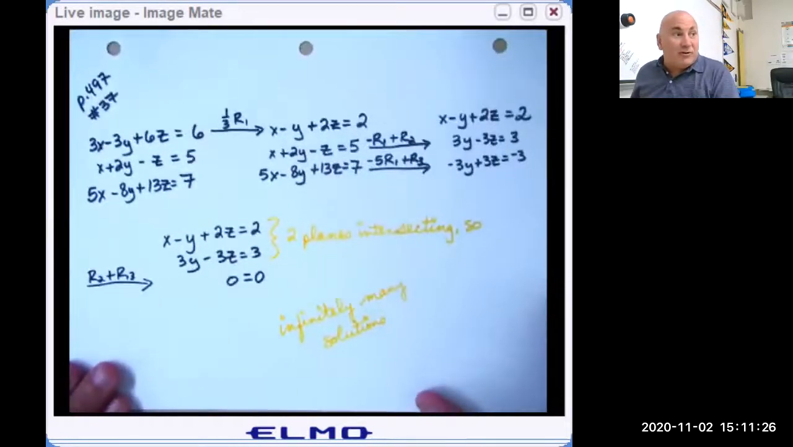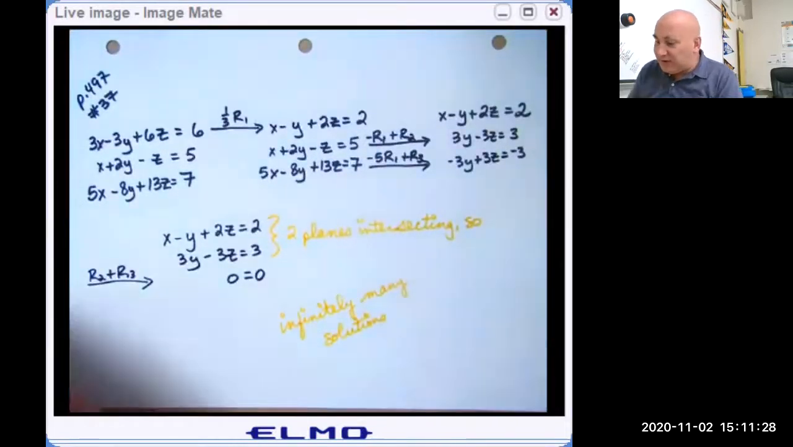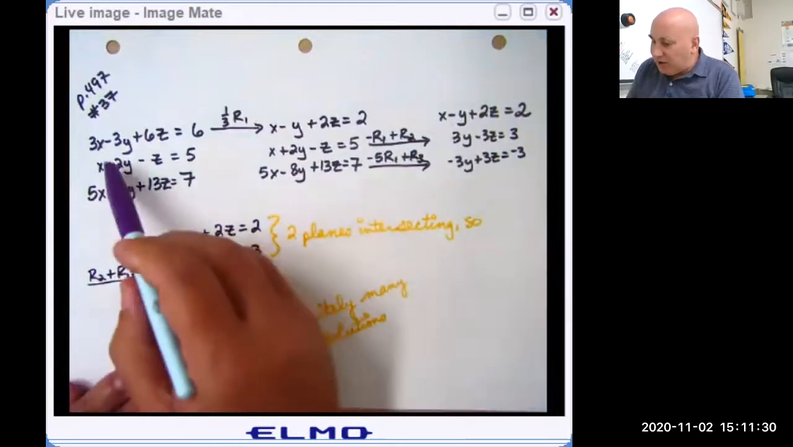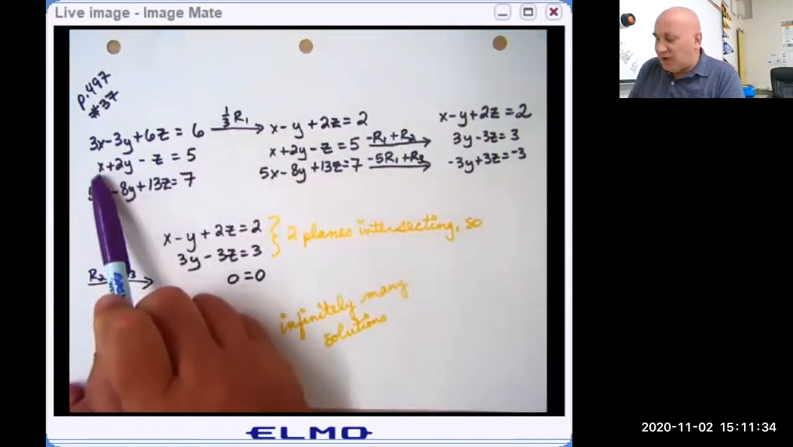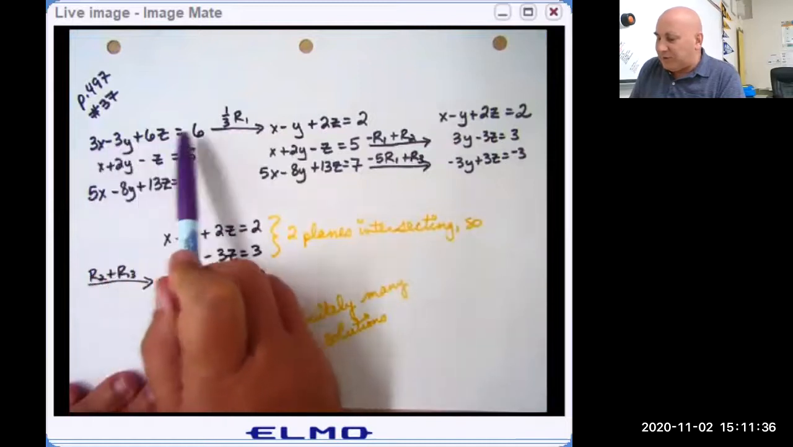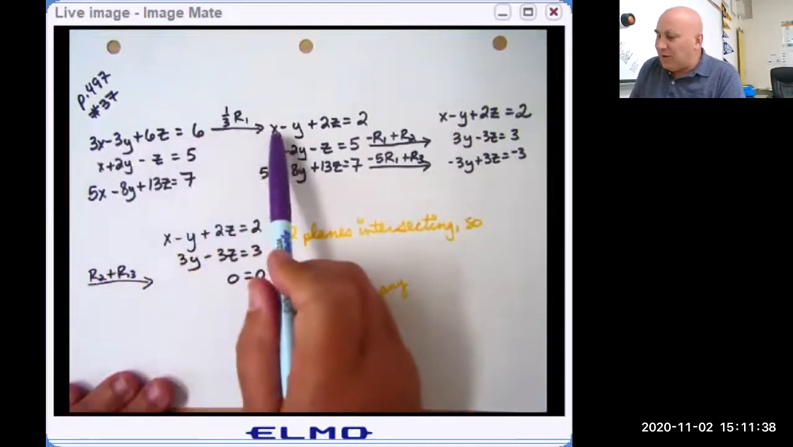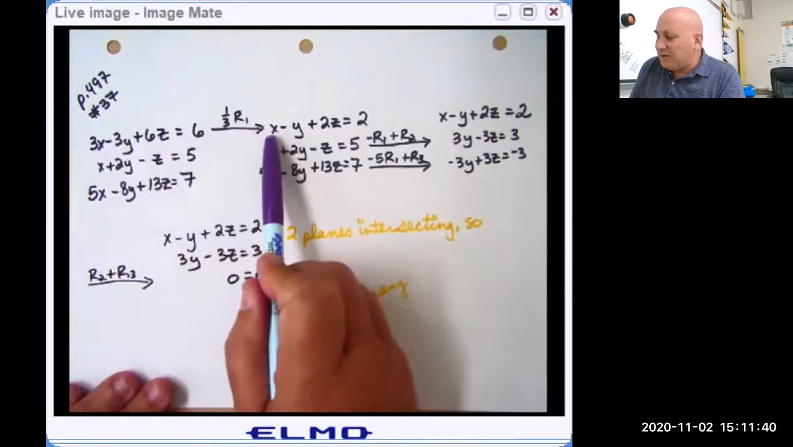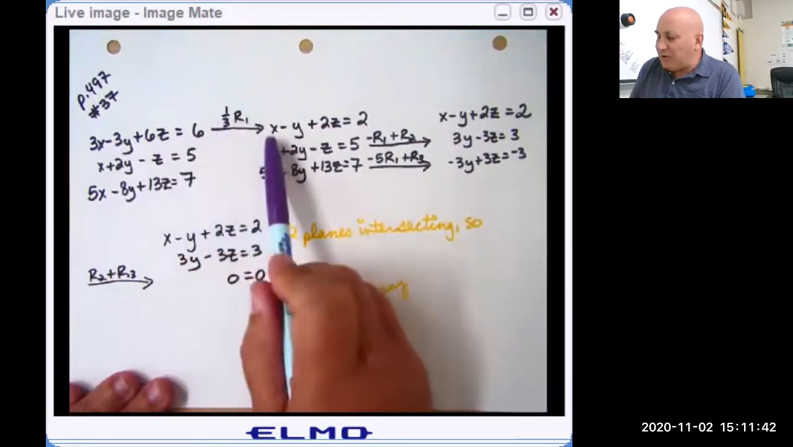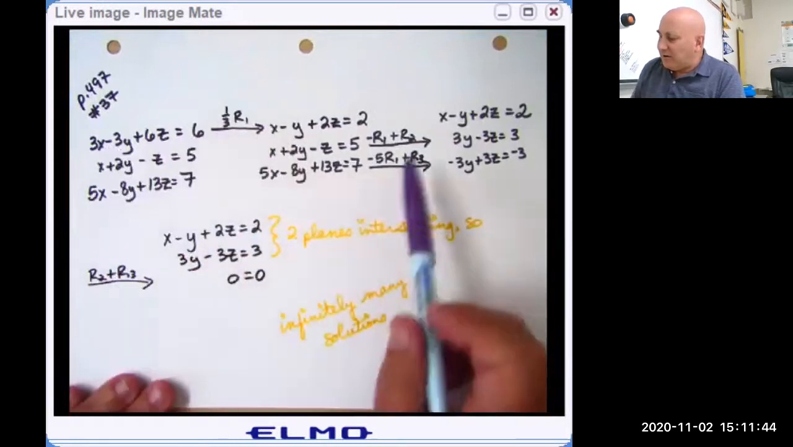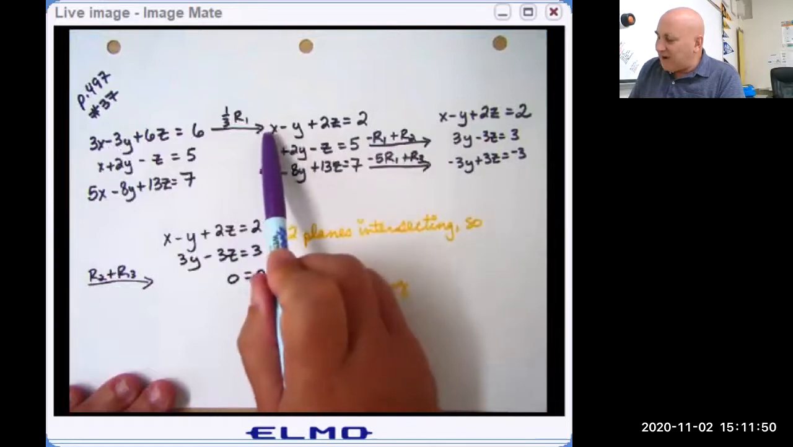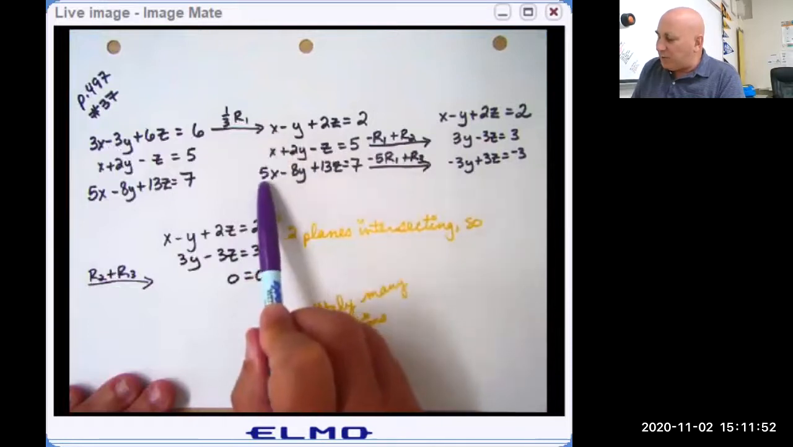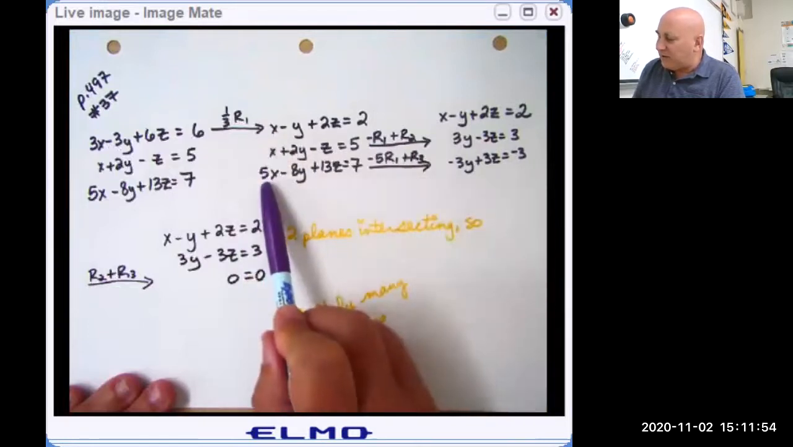Here's page 497, number 37. I could have swapped these 2 rows. I just wanted to show you you don't have to. I noticed all 3 of these were divisible by 3, so I multiplied by 1/3 to get a 1 there. So I did a negative row 1 plus row 2 to get rid of this x term. I did a negative 5 row 1 plus row 3 to get rid of this x term.